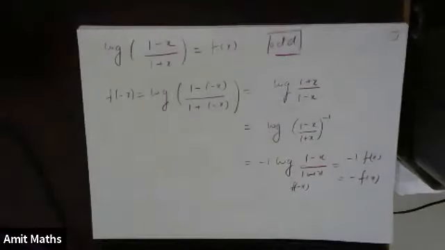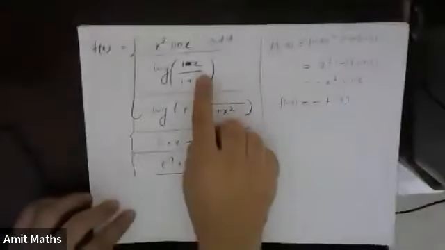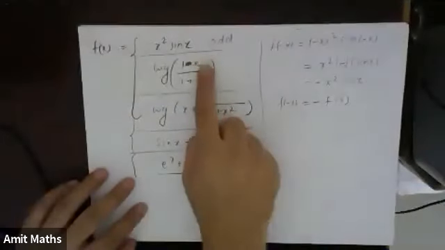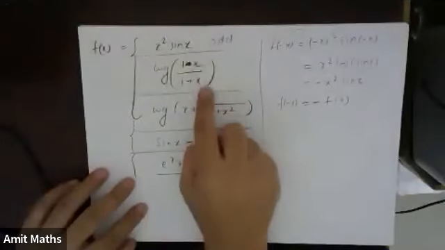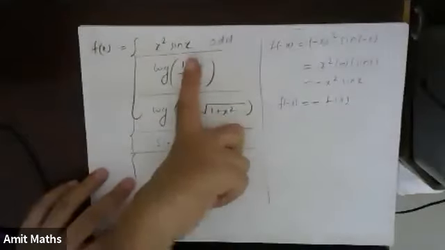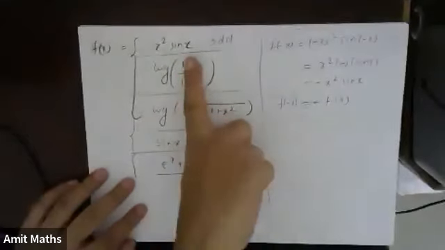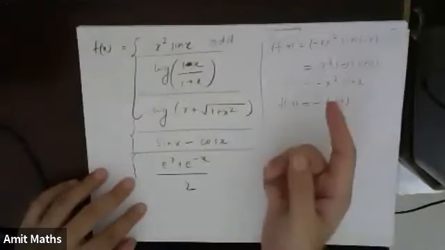Ashwin says it doesn't pass through origin, but it is an odd function. Which one? This function. See, if you substitute x equal to 0, this will become log of 1. What is log of 1? Log of 1 is 0, so it is passing through 0, 0, right?